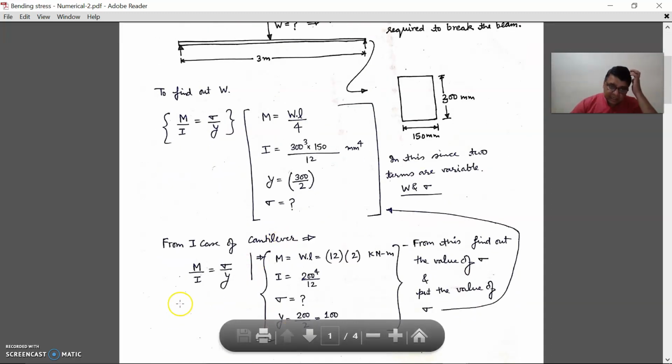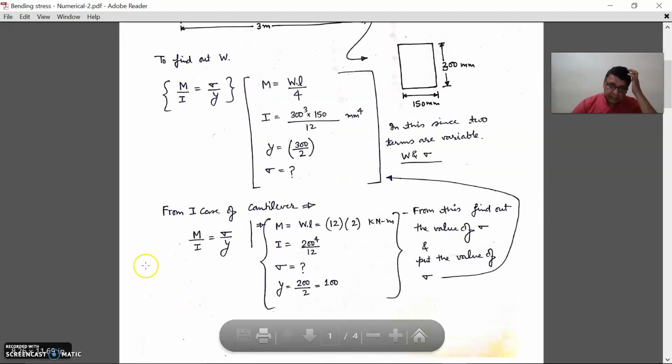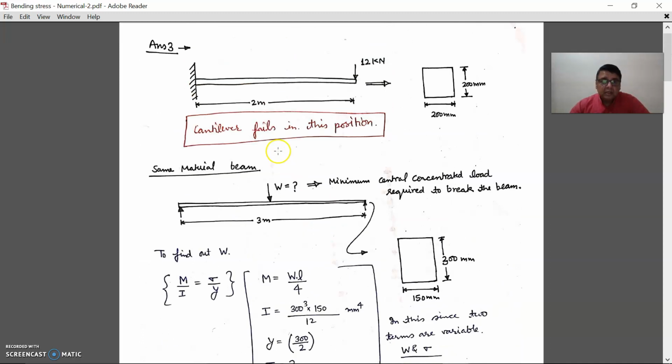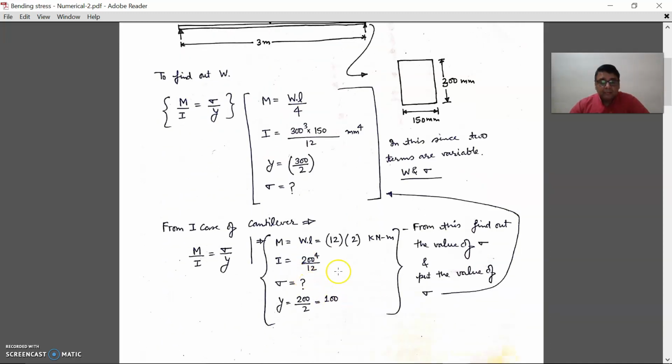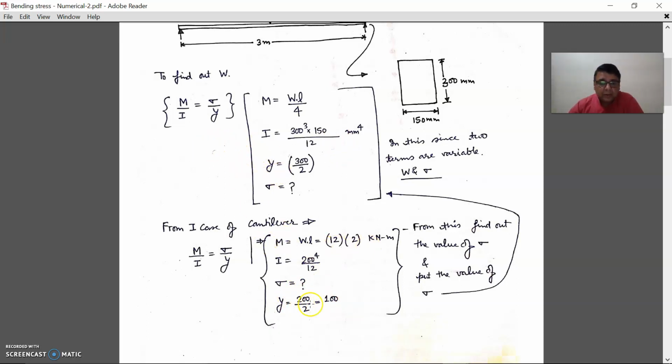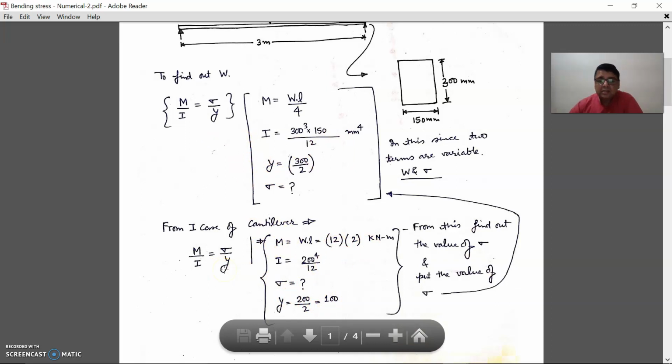So in the first case it is very easy. M over I is equal to sigma over y, and M is equal to W into L. I is equal to 200 to the power 4 upon 12, because it is of square cross section. Sigma you have to find out, y is equal to this. Now it seems the question is very easy and you can put all these 4 values and get the answer.